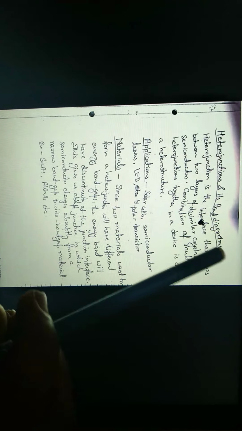Hello class, today we will study the last topic of Unit 5, that is the heterojunction and its band diagram. Let us first come to know what a heterojunction is.